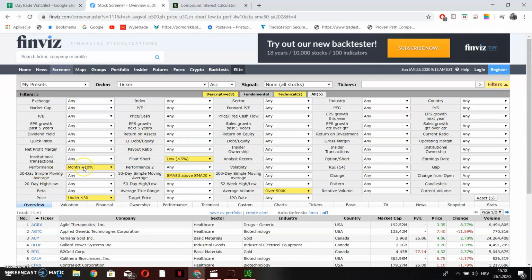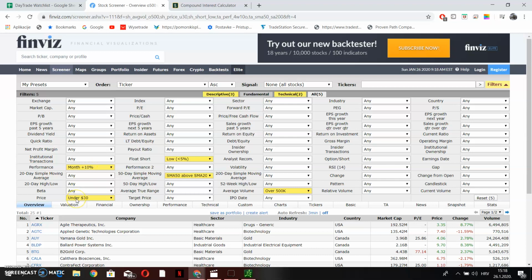Okay, month plus 10%. Why is it so? Well, month plus 10% up tells us that this stock is uptrending in the last month, but it is not overbought, because if it was overbought, it would be like plus 100%. It is uptrending and we have potential to trade.